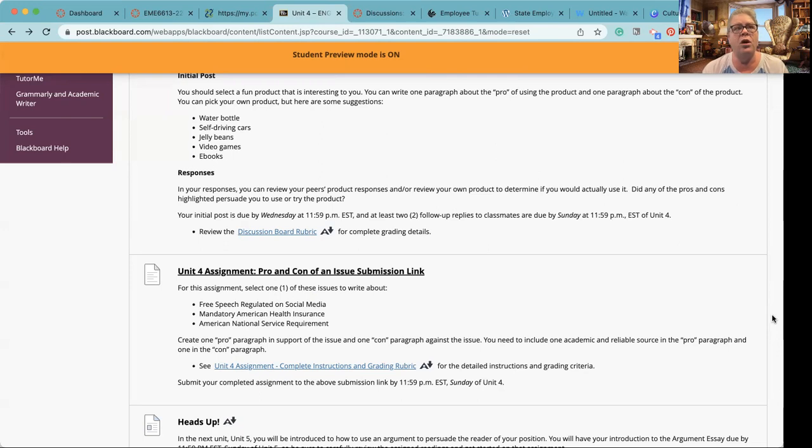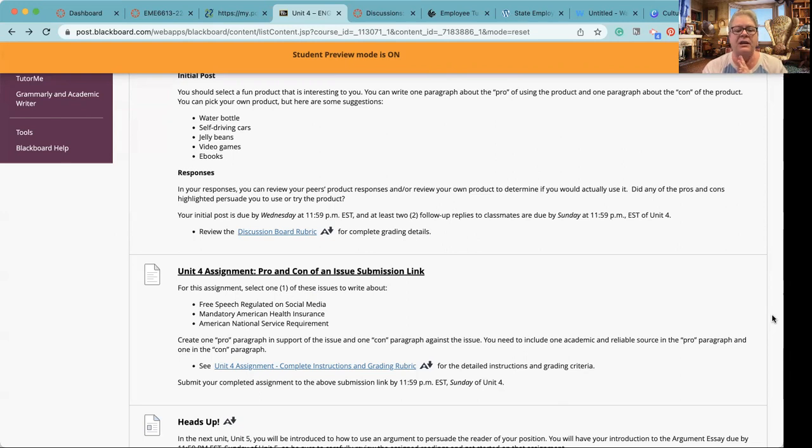So for all those issues, any one that you choose, you're going to have one paragraph that is pro and one paragraph that is con, but it's really your position versus the other position. So pro and con is an interesting way to put it. But let me give you an example.